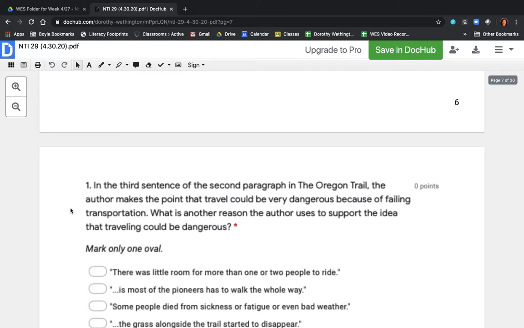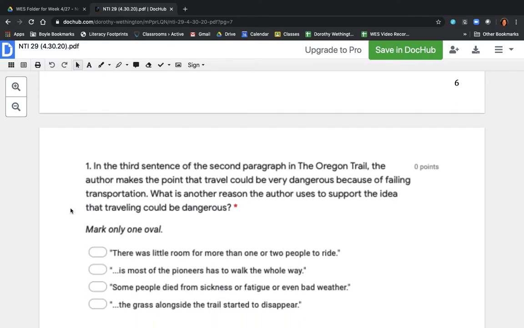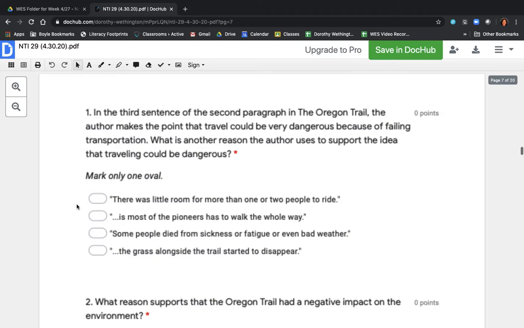In the third sentence of the second paragraph in the Oregon Trail, the author makes the point that travel could be very dangerous because of failing transportation. What is another reason the author uses to support the idea that traveling could be dangerous? Mark only one oval. There was little room for more than 1 or 2 people to ride. Most of the pioneers had to walk the whole way. Some people died from sickness or fatigue or even bad weather. The grass alongside the trail started to disappear.